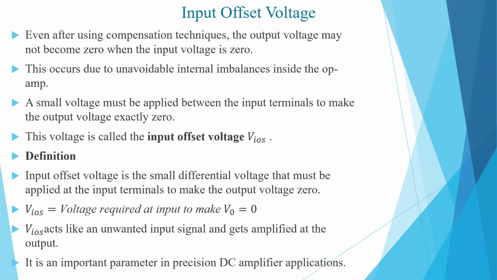VIOS equal to the voltage required at input to make Vout equal to 0. In other words, input offset voltage is the differential DC voltage that must be applied between the two input terminals to nullify the output voltage. Since this voltage behaves like an unwanted input signal, it gets amplified by the op-amp and introduces errors in the output. Hence, input offset voltage is a very important parameter in high precision and DC amplifier applications.